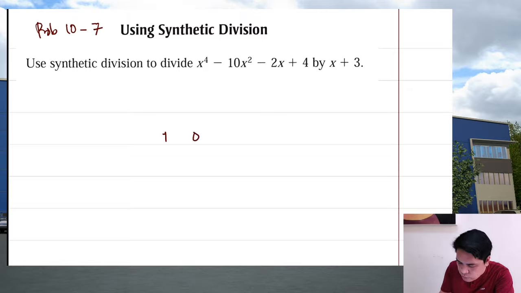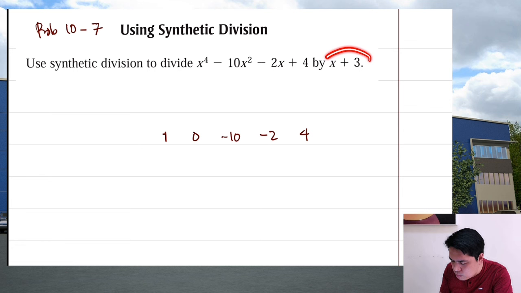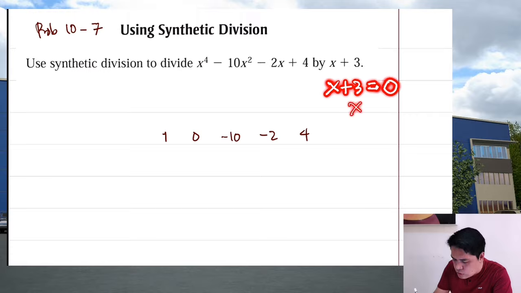Then sunod is for x squared, which is negative 10. Then for x, that would be negative 2. Then the constant is 4. And we need to divide this by x plus 3. Okay. So, sa x plus 3 naman, we look at it like this. If this is a factor, to be equal to 0, x should be equal to negative 3. So, ito yung i-divide natin.